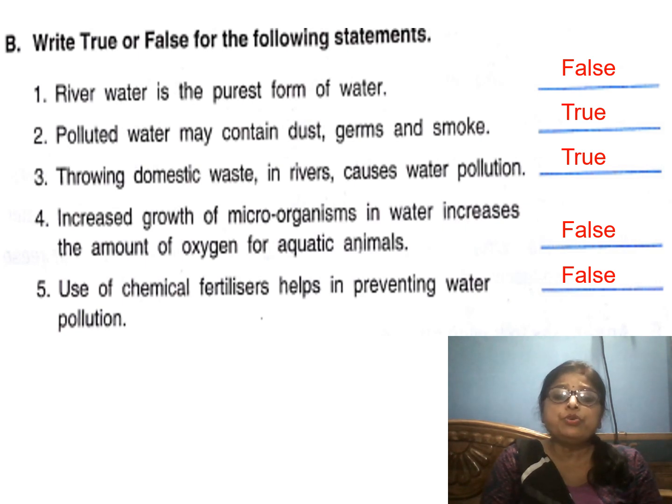So it is true. Increased growth of microorganisms in water increases the amount of oxygen for aquatic animals. No, microorganisms always reduce the amount of oxygen. So it is a false statement. Use of chemical fertilizers helps in preventing water pollution. No, chemical fertilizer always makes the water impure. So it is a false statement.